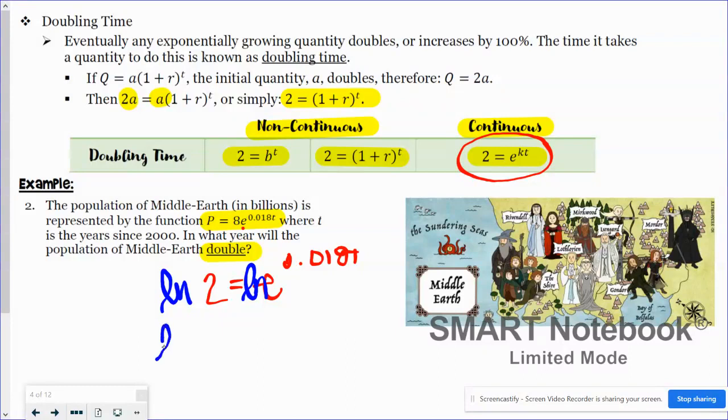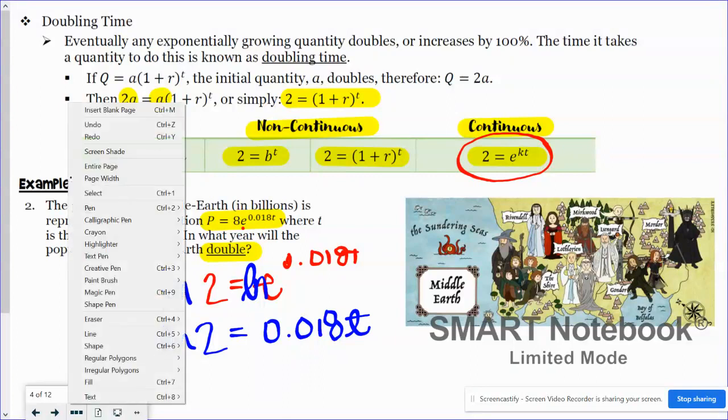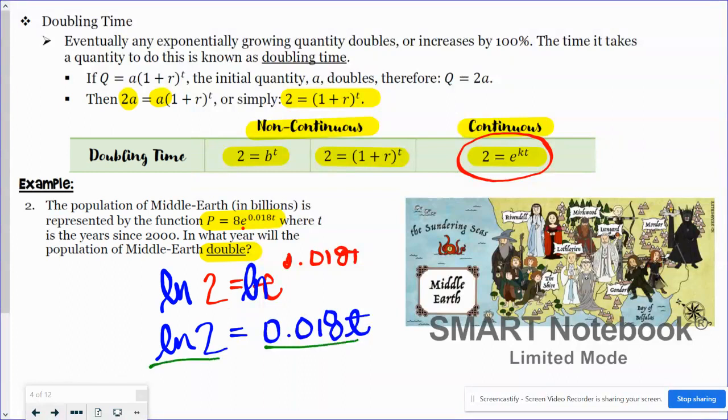All right. So when I take the natural log of a base e function, the exponent is all that remains when you take the natural log of e to some power. All you're left with is the power. And so here, all I have to do is some simple division. I need to divide both sides by the 0.018 to get t all by itself. So get out my calculator, type this in, and I get that t is 38.5 years.